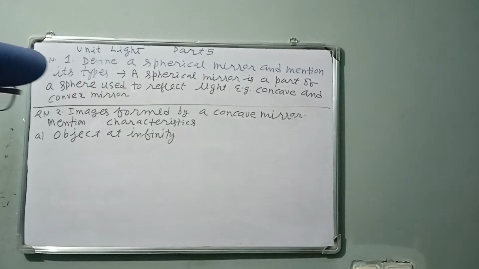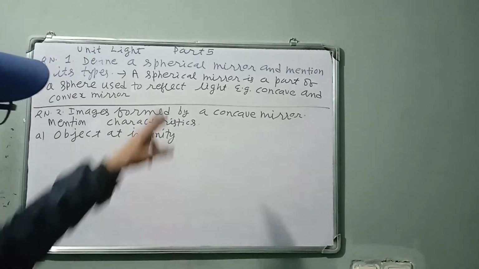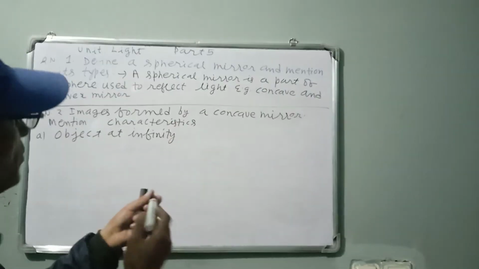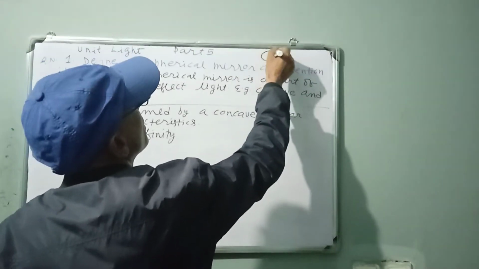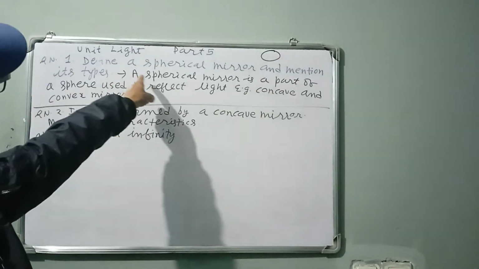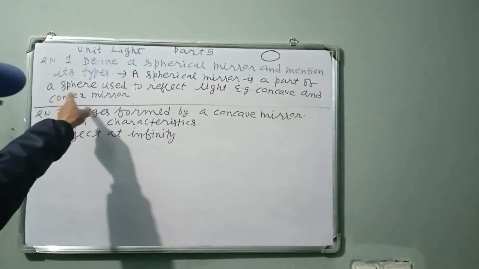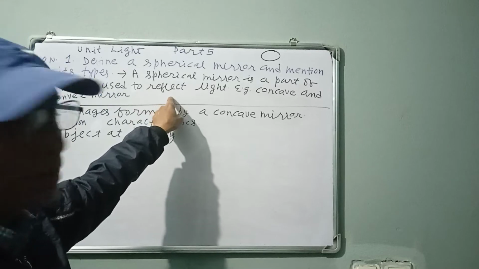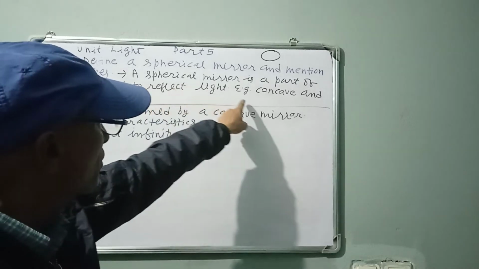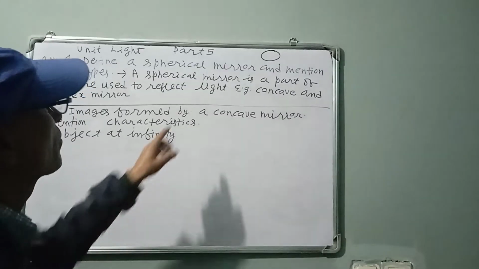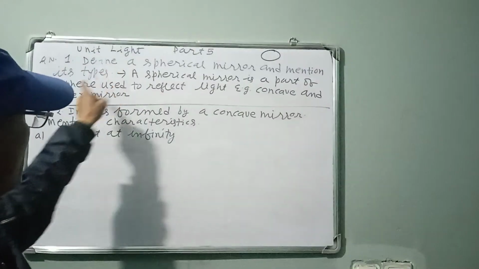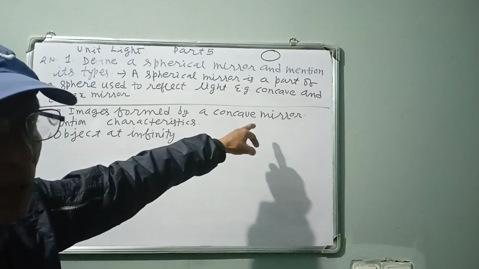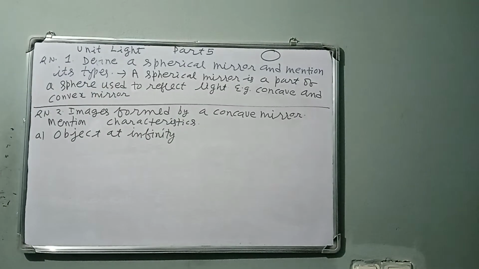Question number 1. Define a spherical mirror and mention its types. Just spherical mirror, just from the sphere. A spherical mirror is a part of that sphere which forms its part, and the mirror is used to reflect light. There are two types of spherical mirrors. They are concave mirror and convex mirror. Two types.